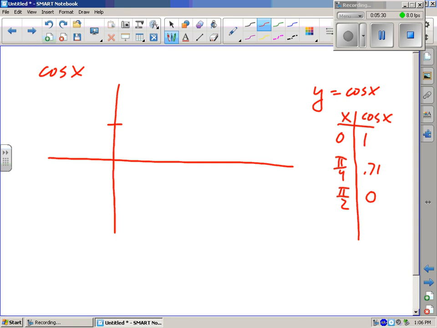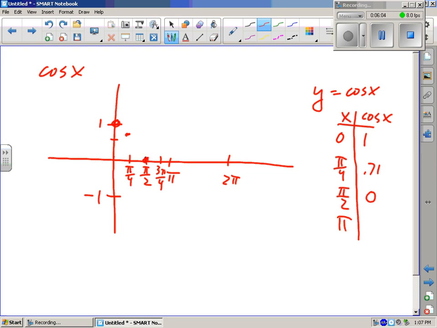So if we do that, let's label 1, negative 1. Here's pi, here's 2 pi. So 0, 1 would be the point right here. Pi over 4, let's break this up. Here's pi over 4, here's pi over 2, here's 3 pi over 4. So 0, 1. Pi over 4 will be at about 0.7, which would be about here. Pi over 2 is at 0, so it would be here.